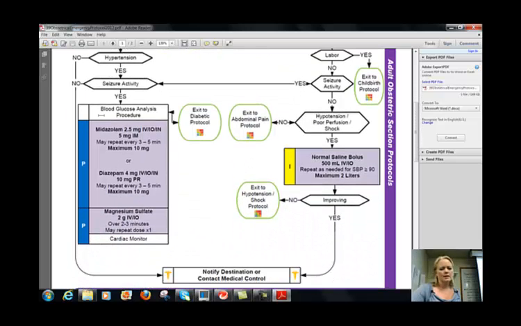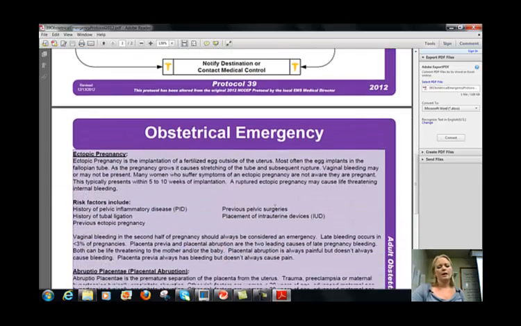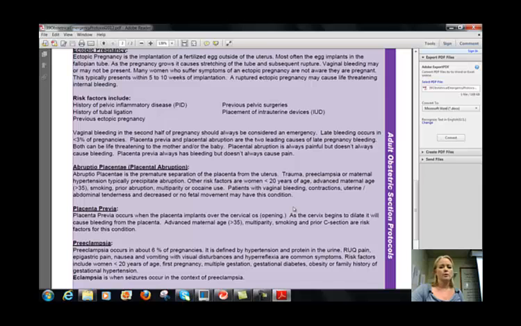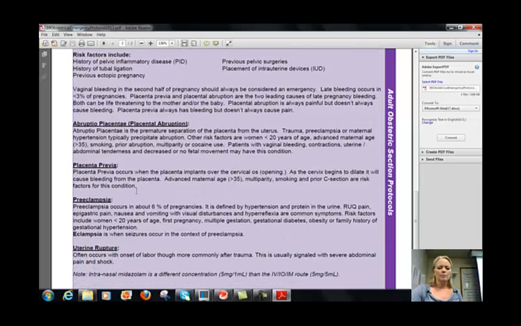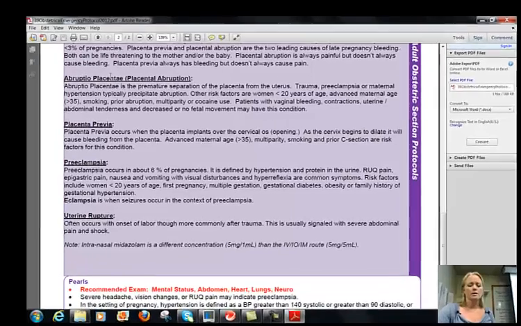If they're seizing, then they get Versed or Valium first and then go to MAG. If they're hypotensive, then they get saline. The second page has a lot of information on here about obstetric emergencies. So ectopic pregnancies, which people do die from, and then placental abruption and placenta previa, those complications are more dangerous for the baby than the mother. Preeclampsia is dangerous for the mother. Uterine rupture is dangerous for everybody.